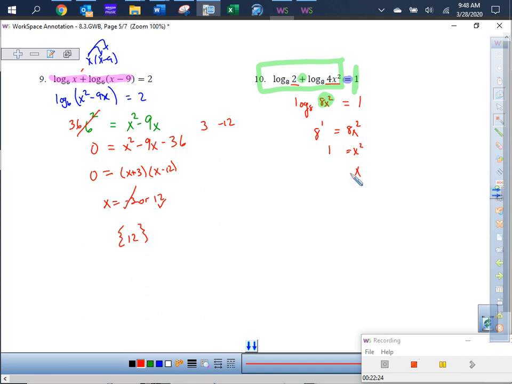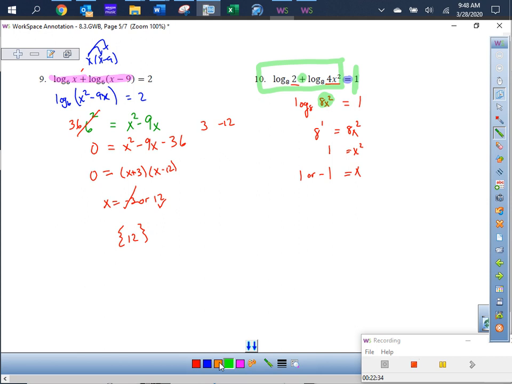Then square root both sides. X could equal 1 or negative 1. I like to write it this way instead of plus or minus because I got to go check them both. And if I check 1, I got to go back to the original and check the argument. Man, 1, that'll make that positive right there, so he checks.